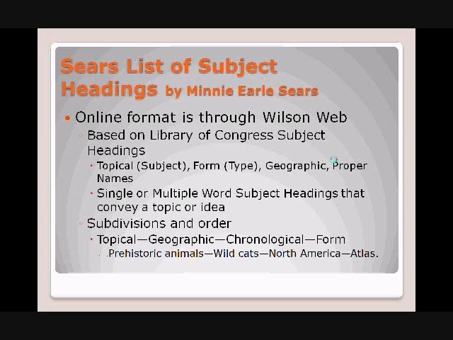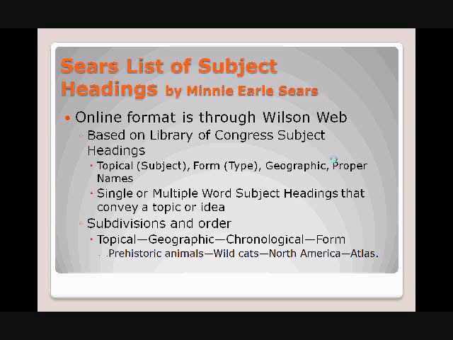Subject headings are often made up of topical terms, geographic terms, form terms, proper names. Sometimes they are single words, sometimes they are multiple word subject headings. All of these are designed to convey a topic or idea. Typically, a topical term is a subject. A geographic term is a place. Proper names are the given names of people, and forms are the type of item that it is, either a dictionary, an encyclopedia, could be poetry, or literary collections.